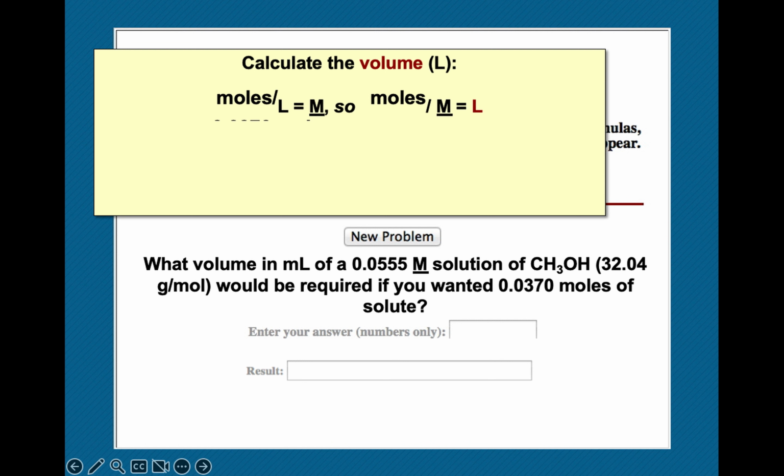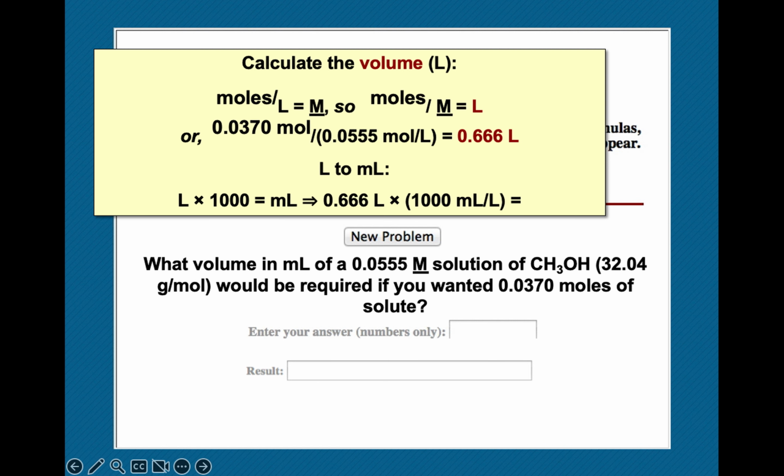Moles divided by volume is molarity. Moles divided by molarity is liters. Here we substitute in. We're getting 0.666 liters. Liters to milliliters, simply multiply by 1,000, and we're at 666. Okay. Totally accidental. Any questions? Let's do another one.